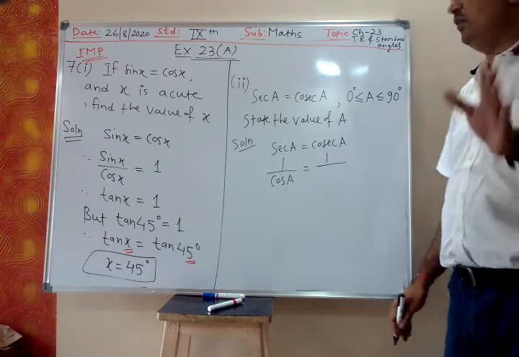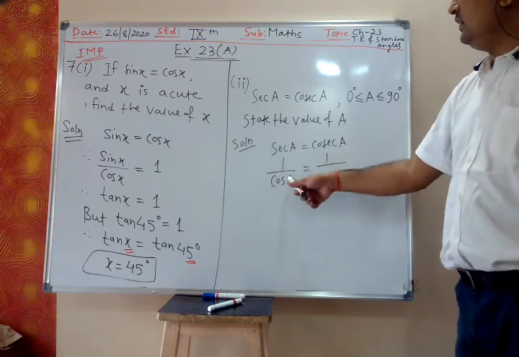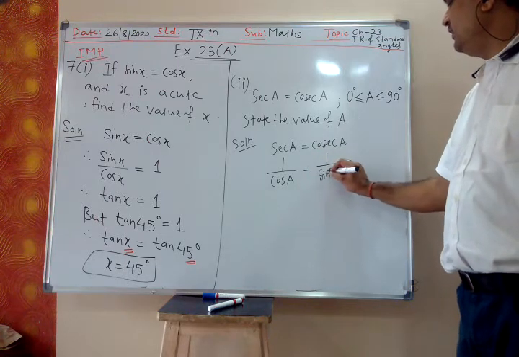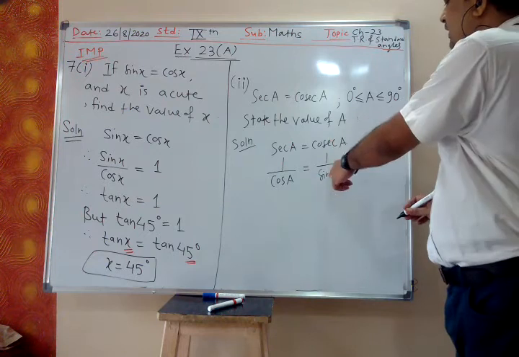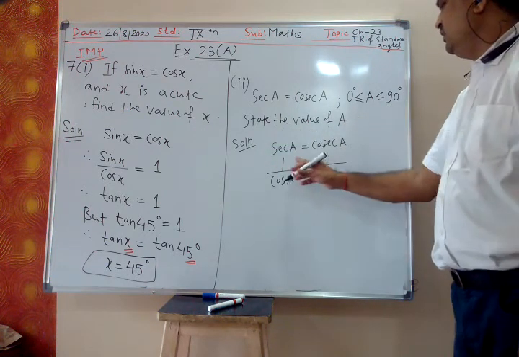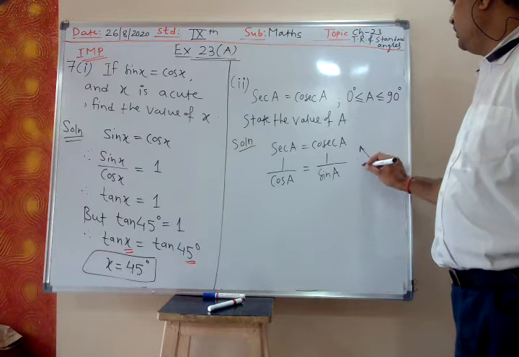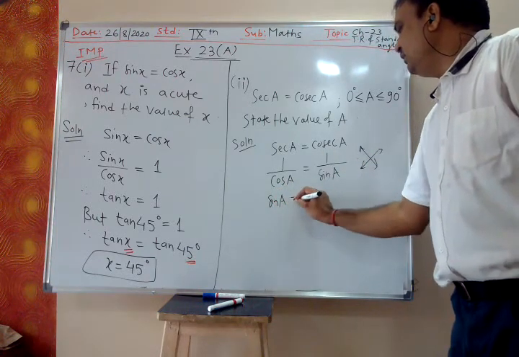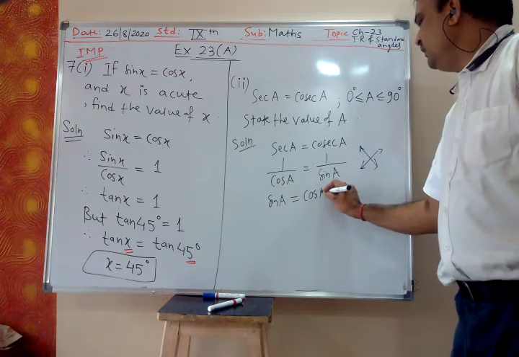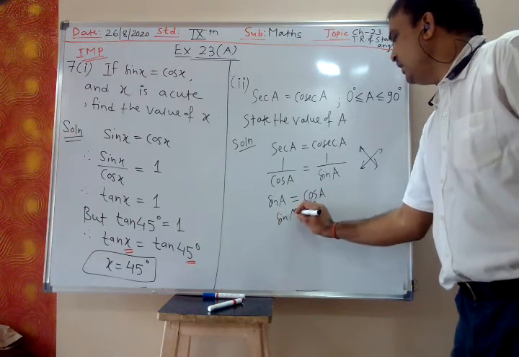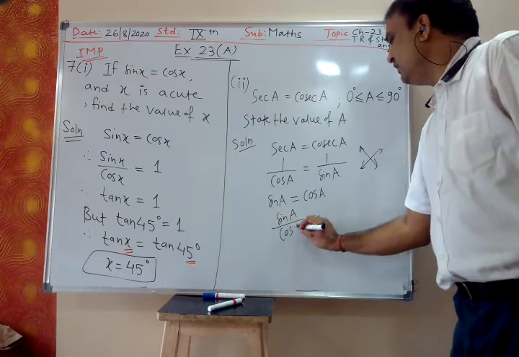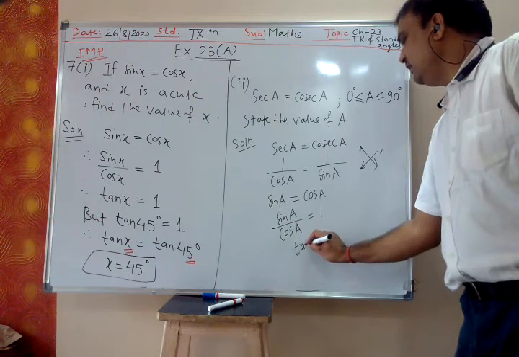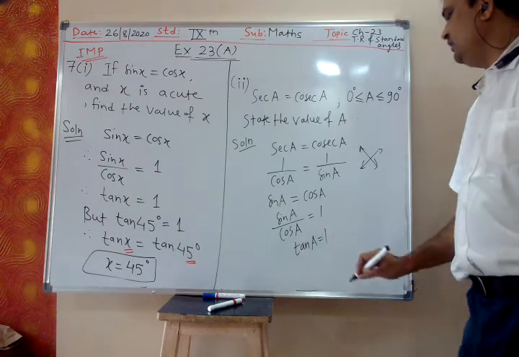No. We directly use the formula that sec A is the reciprocal of cos A and cosec A is the reciprocal of sin A. Now we simplify. Cross multiply, so 1 into sin A is equal to 1 into cos A. So you will get sin A upon cos A is equal to 1. Cos A we take in the denominator. Sin A upon cos A is tan A. So tan A is equal to 1.